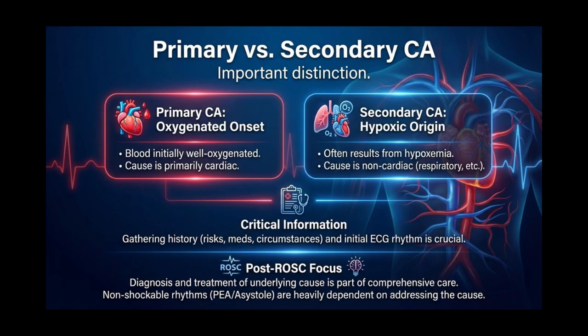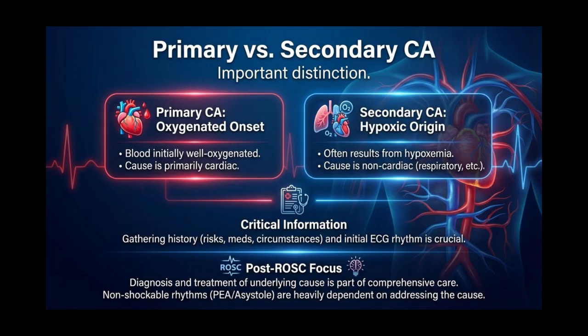It is essential to distinguish between primary cardiac arrest and secondary cardiac arrest. In primary cardiac arrest, the blood is initially well oxygenated. In contrast, secondary cardiac arrest often results from hypoxemia. This distinction is important because it influences the appropriate treatment approach. Determining the precise cause of cardiac arrest can be challenging, particularly at the initial presentation. Key information may be unreliable or unavailable.